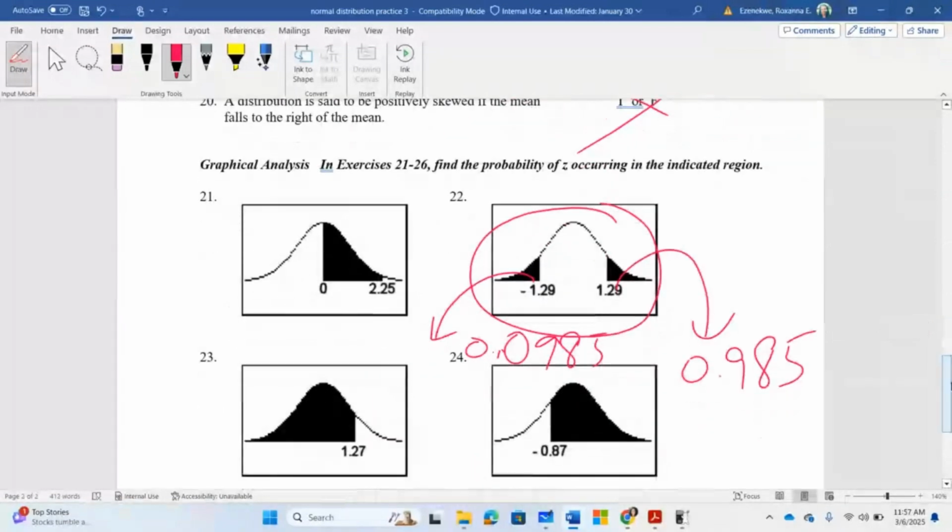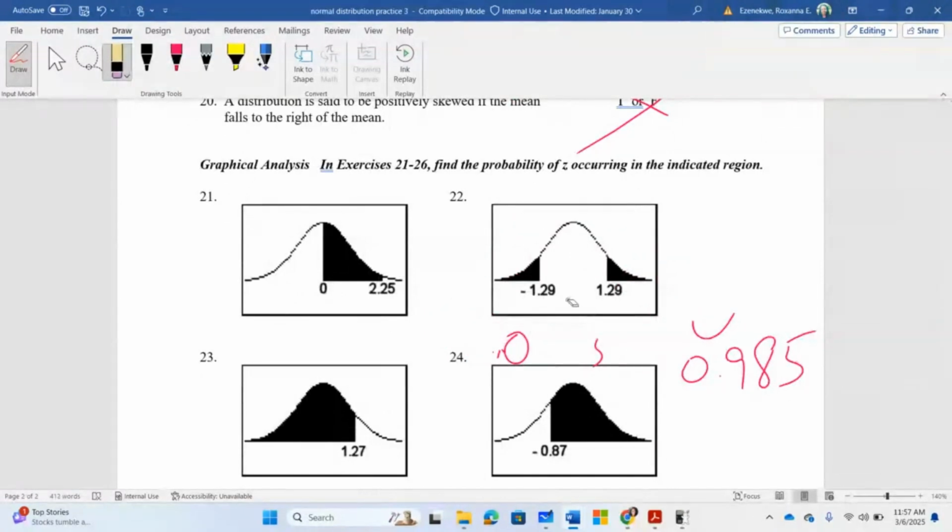All right, so look at this one. Sometimes you are given a diagram, a normal distribution that is drawn for you. This is easier than the ones we have done. They just told you to find the shaded area because they drew the diagram for you. So area to the right from 0 to 2.25. Here is area to the left from 1.27 to negative infinity. Here is area to the right from negative 1.87 to positive infinity. But when you're given area in the two tails, be careful.